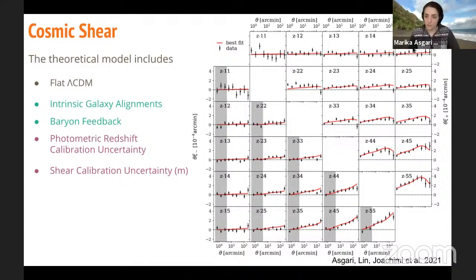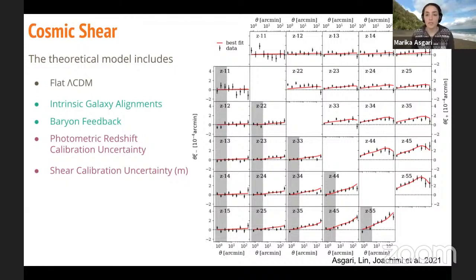So one thing you can see from this plot is that there is a trend that the signal increases as you go from left to right and top to bottom. And this is because when we go to higher redshift bins, most of the galaxies are at higher redshift, so there's more intervening matter, and the lensing signal is therefore stronger.